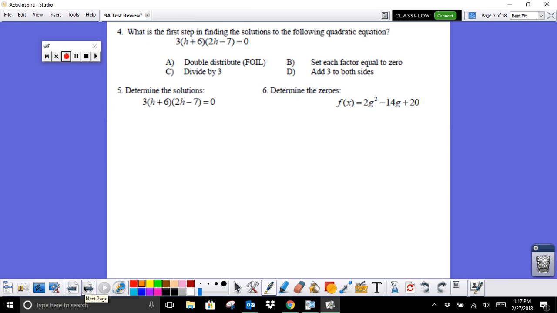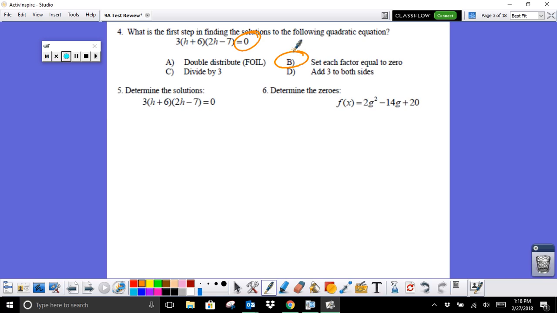Okay, number 4. What is the first step in finding the solutions to the following quadratic equation? So after we did all those word problems, a lot of you would probably go straight into trying to FOIL this. The problem is that would just be a lot more work than you need to do, because if you notice, this is actually already equal to 0, which means it's like it's already factored. So if those are your factors, all you would need to do is set each one of those factors equal to 0.